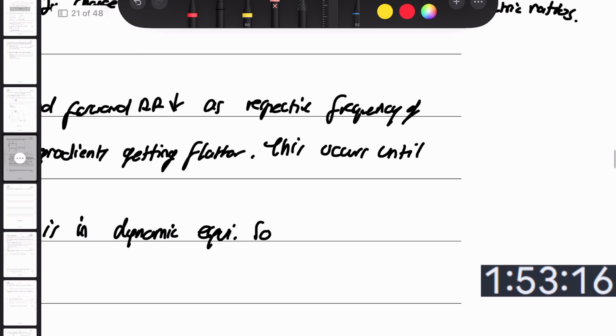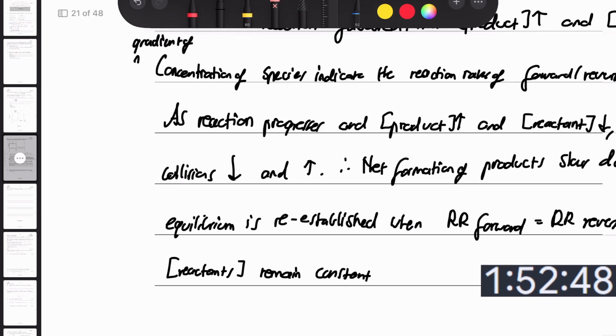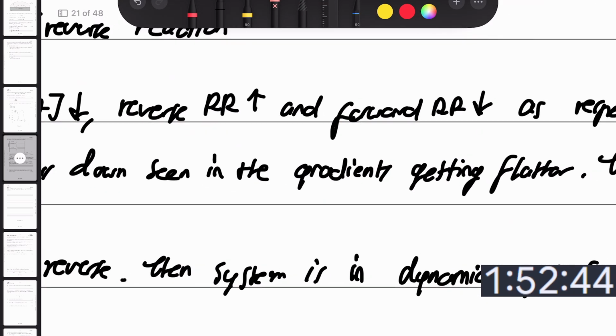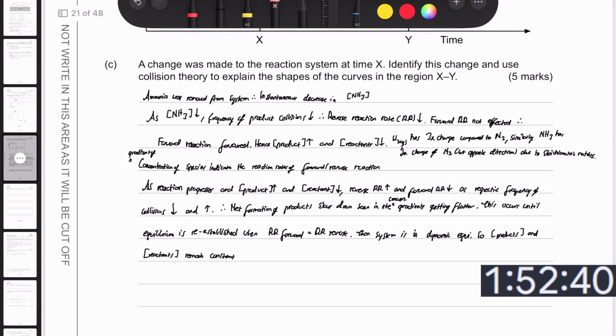So concentration of products and concentration of reactants remain constant. Concentration gradient is flat.